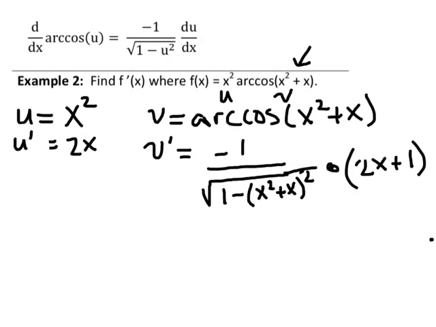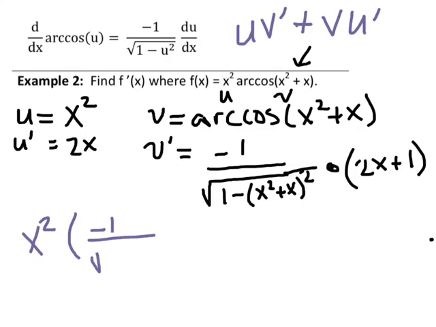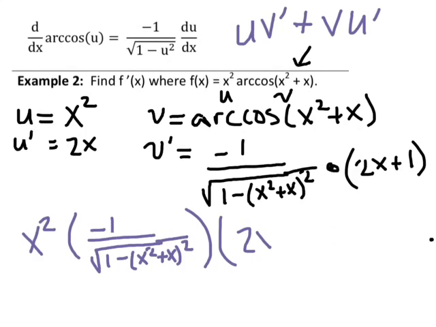So I'm going to have as an answer, and let me switch colors here so that I can see it a little more clearly. Recall that the product rule is u v prime plus v u prime. So u v prime: x squared times negative 1 over the square root of 1 minus x squared plus x quantity squared, times 2x plus 1.